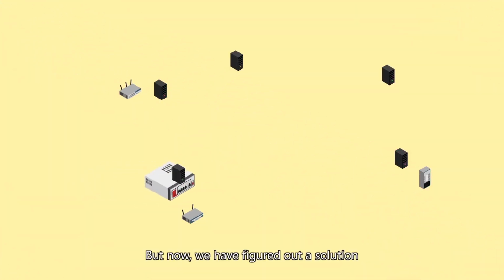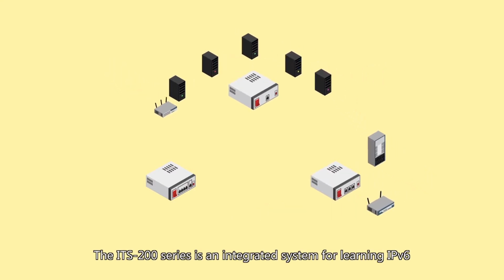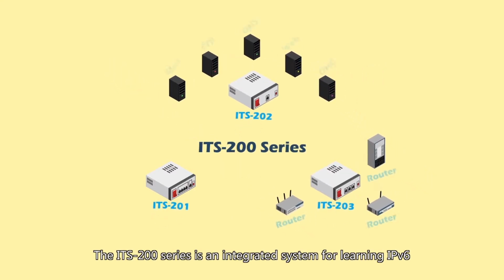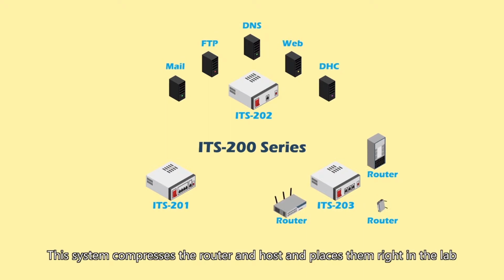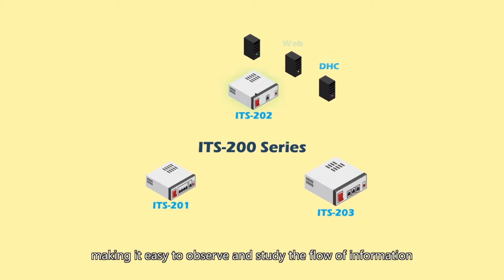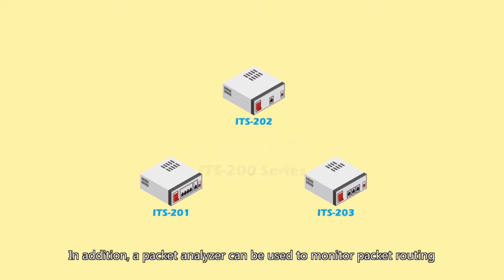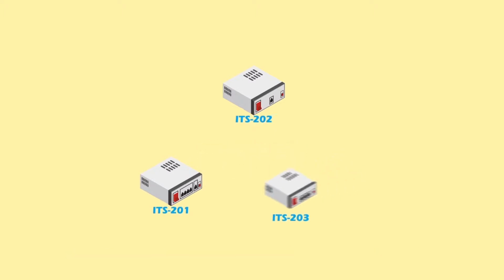But now we have figured out a solution. The ITS-200 series is an integrated system for learning IPv6. This system compresses the router and host and places them right in the lab, making it easy to observe and study the flow of information. In addition, a packet analyzer can be used to monitor packet routing.